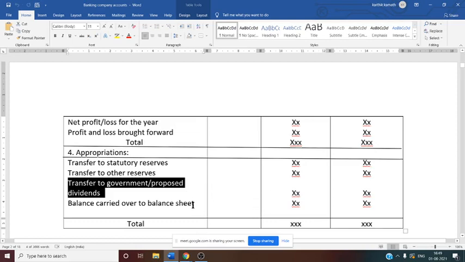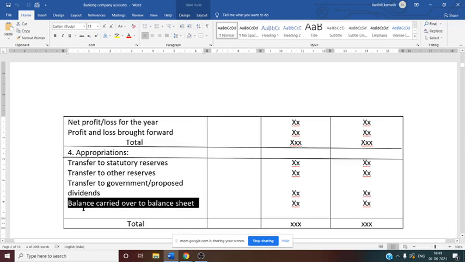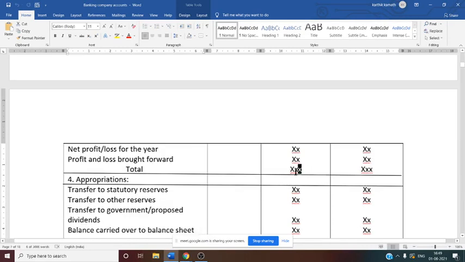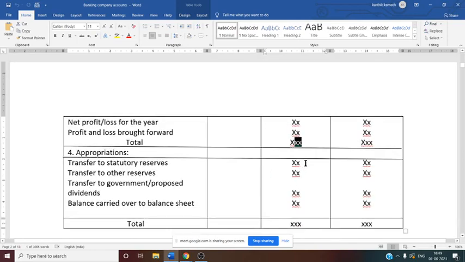Then balance carried over to balance sheet. Now this is again very important, because in the balance sheet work, that is schedule number 2, you have to transfer this information, that is balance carried over to balance sheet. That is the profit and loss account total, net profit plus profit and loss brought forward. That total minus statutory reserve, minus other reserve, and again minus proposed dividend, then you will get the balance carried over to balance sheet.